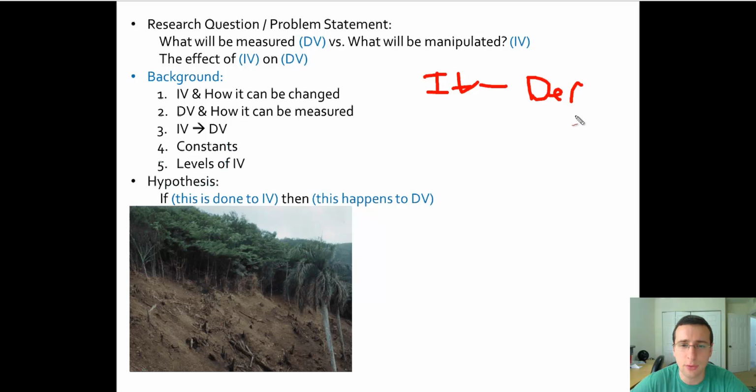So the first thing I'm going to have to do then is learn everything there is to know about deforestation and how I could possibly change that. Of course, just cutting down trees. This one is easy. But in real life, when you're doing this in class, you're going to have to think about how can I manipulate this independent variable that I'm trying to examine. Sometimes it's a challenge to find out how to do it.